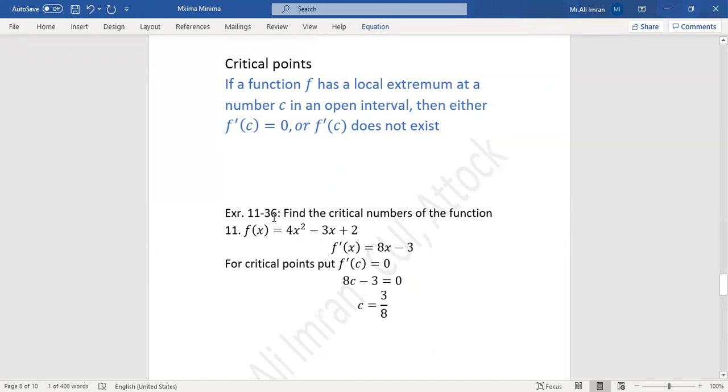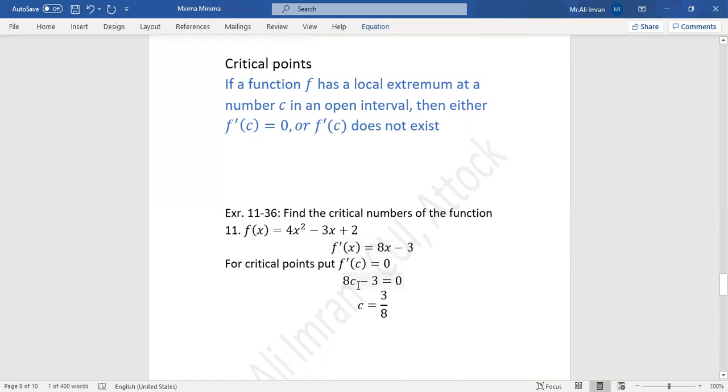Exercise 11 to 34. Find the critical number of the function f of x is equal to 4x square minus 3x plus 2. First of all, we will find the derivative of this. Derivative f prime of x is equal to 8x minus 3. For critical point, we will put f prime of c is equal to 0.